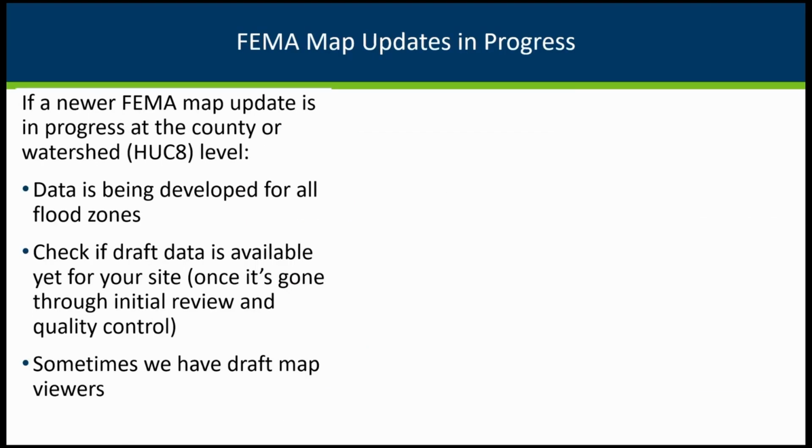Even before FEMA issues preliminary new flood insurance rate maps, sometimes we can find and use the draft data. As mentioned before, for the newer FEMA map updates, the mappers are required to develop supporting models or other analysis to determine estimated 1% annual chance flood elevations. In Minnesota, you can check with DNR staff on whether we have draft data that has gone through the initial review and quality control steps and can be shared as best available data for those BFEs. Most other states also have options to share that data.